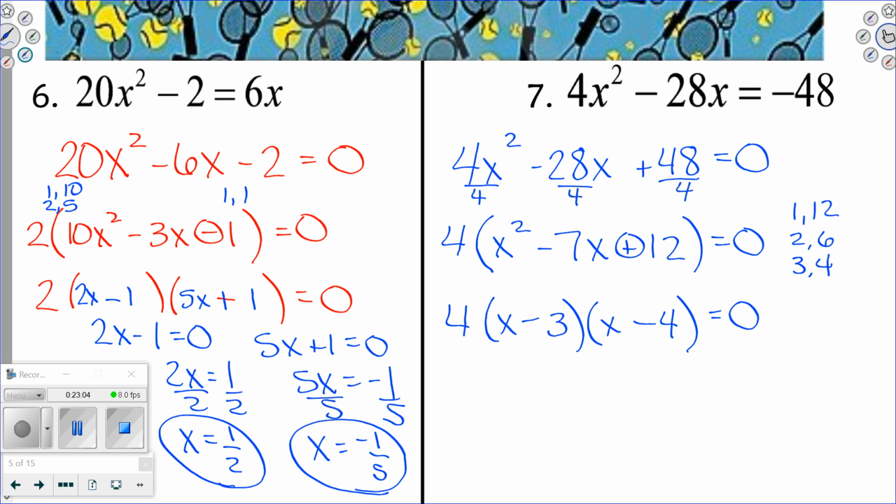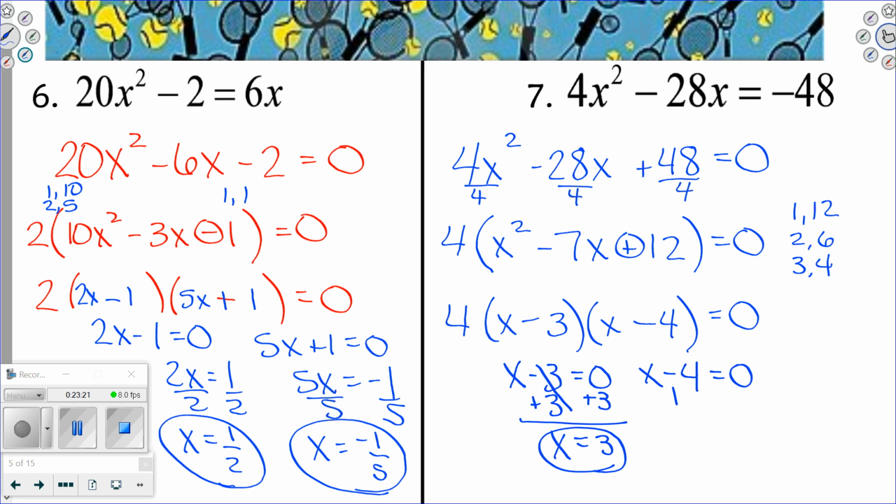Baby brother, give me an answer. Nope, there's no x on him. So x minus 3 equals 0, or x minus 4 equals 0. And then I just solve both of those. So either x equals 3, add 4, or we get x equals 4. So both 3 and 4 are answers that'll work to make that equation true.